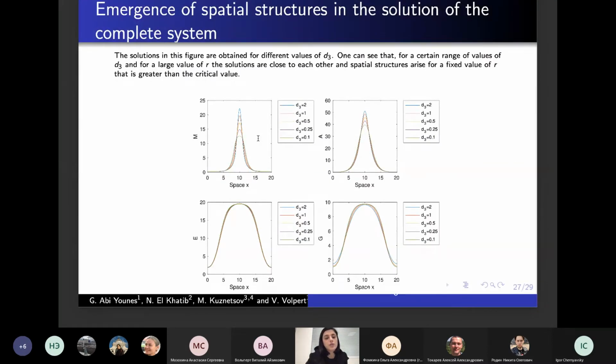And here I show you some simulations for this complete model for different values of D3. I recall that D3 is the diffusion coefficient for the EGF. Now we can see that, for different D3s, the solutions are very close.